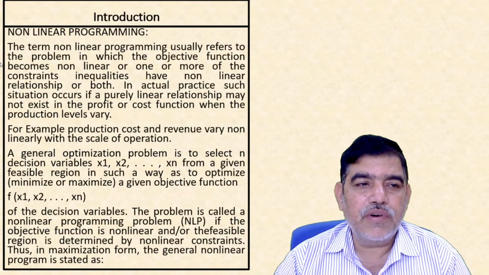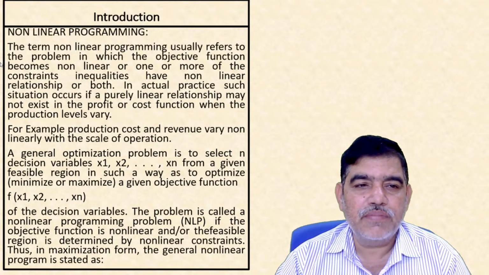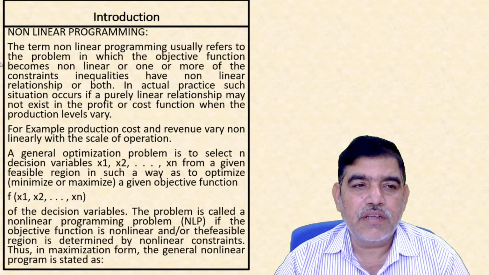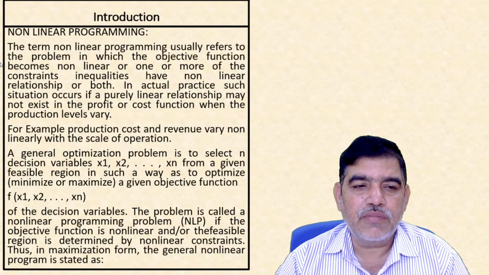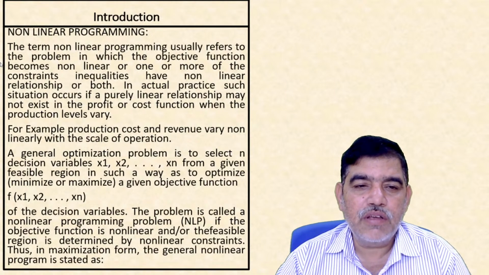Now, what is actually non-linear programming? As we know, in a linear programming problem, there are different equations. The first equation is the objective function, and then the second equations are the constraints, subject to constraints, and the third equations are the non-negativity equations. In non-negativity equations, all the decision variables must be greater than or equal to 0, meaning all the values are positive. In constraints, the equations may be equal or inequality.